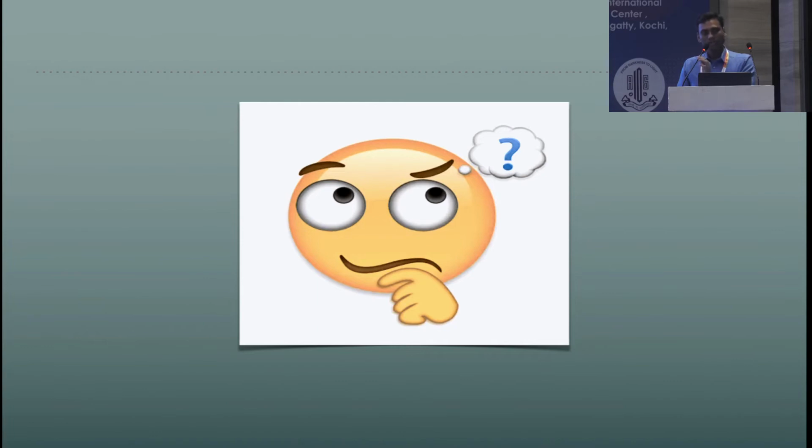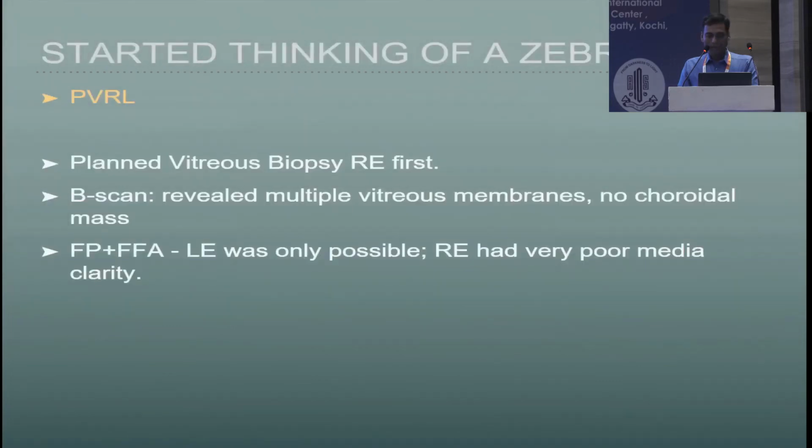At this point, we started thinking of unusual entities because everything had been ruled out, and at this point of time I did think of an unusual entity like PVRL in view of a non-resolving dense vitritis with vitreous membranes not responding to steroids.